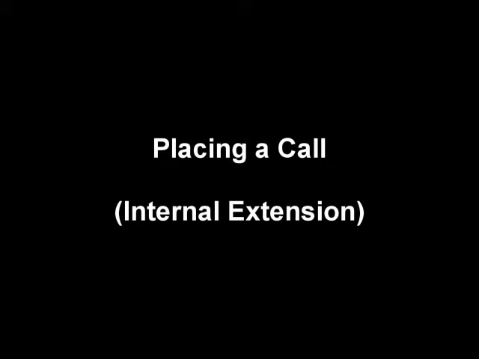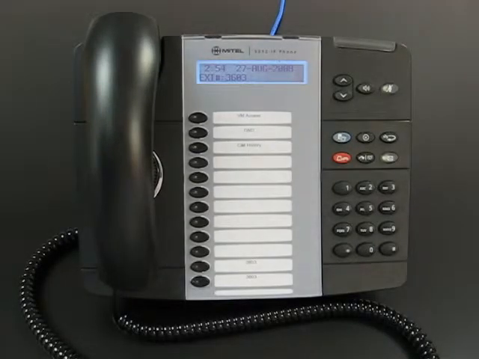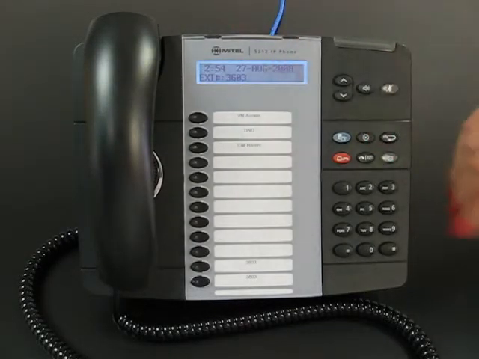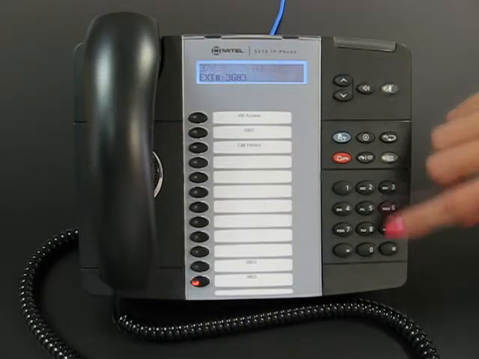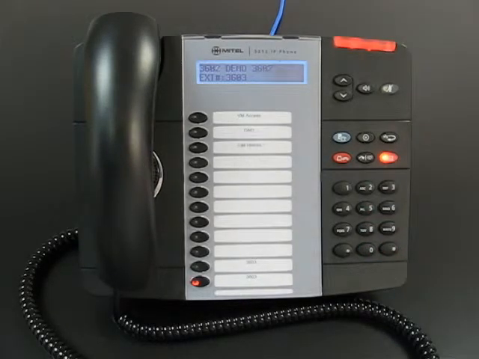Placing a call to an internal extension. So in this example, we'd like to place a phone call. To do so, we're simply going to dial the extension of the number that we'd like to call. If we've entered a valid extension, that call will go through.